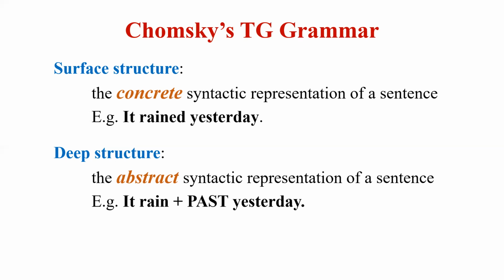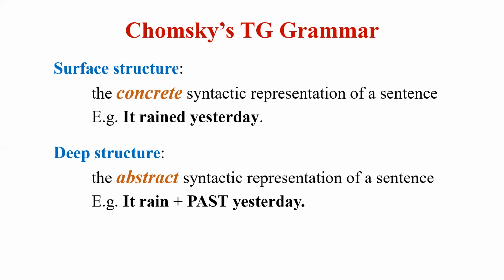So from the deep structure to the surface structure, there is a transformation. In the sense, rain is transformed into rained. Even there can be a lot of transformation, like the word yesterday, an adverb of time, can be brought to the front. We can say, yesterday it rained. So these are the transformations from the original deep structure. So we can have two or more surface structures based on a single deep structure.